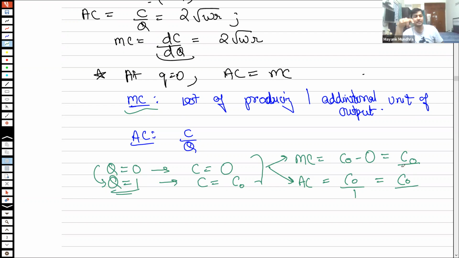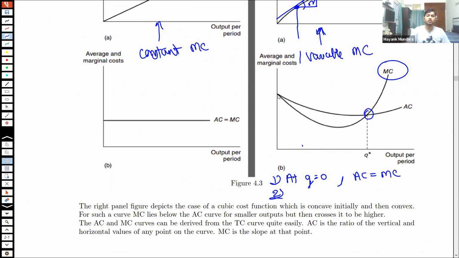So it is not by mistake that these two curves are starting from the same point. This is in fact a property. The other property is happening here. These are important things. Okay, so I'm mentioning them because I want you to understand them. I want you to remember.